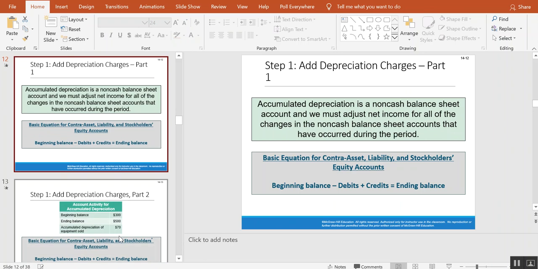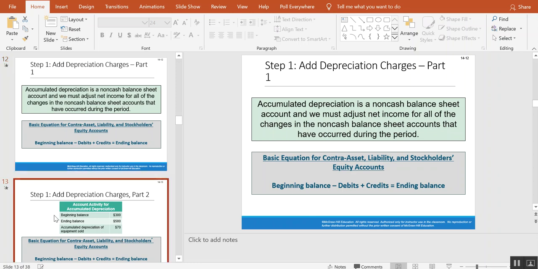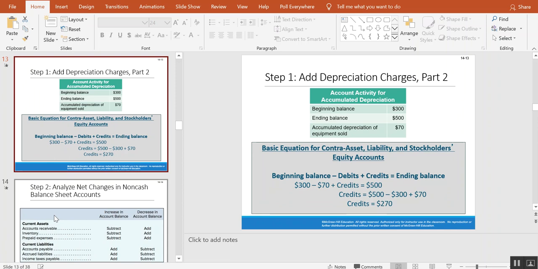So when we think about this, for the first step, we're going to add this accumulated depreciation, or we're going to add depreciation back. So let's look at what we do here. This is an example. We have account activity for accumulated depreciation. We have a beginning balance, an ending balance, and accumulated depreciation for an asset that was sold. So we take the beginning balance minus the debits, which is what we sold, plus any credits. We get a balance of $500.